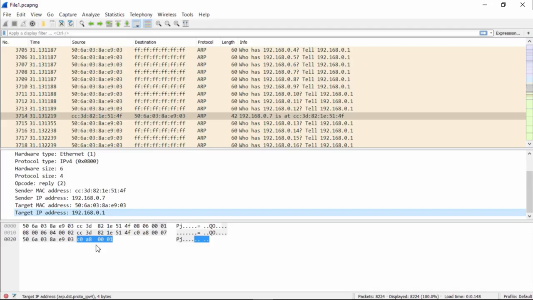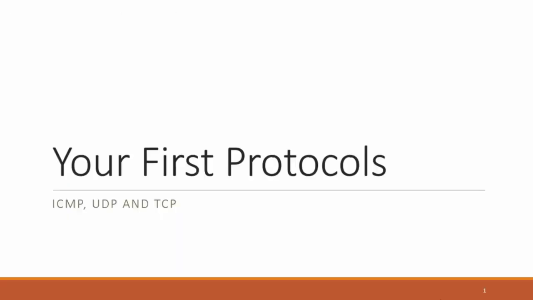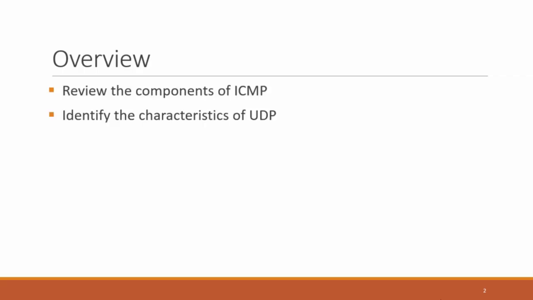Next up, we will look at your first protocols. And this concludes our introduction into client-server communication analysis. In this section, we will explore the main protocols that you will encounter on the network. We will explore the protocols in the following order: ICMP, UDP, followed by the dominant protocol, TCP.